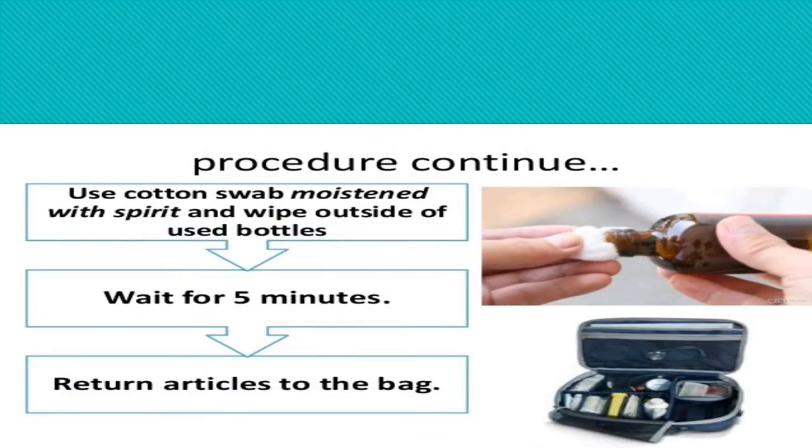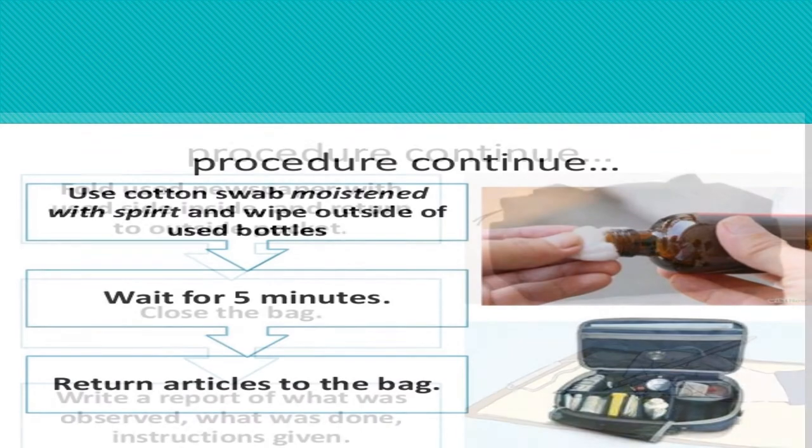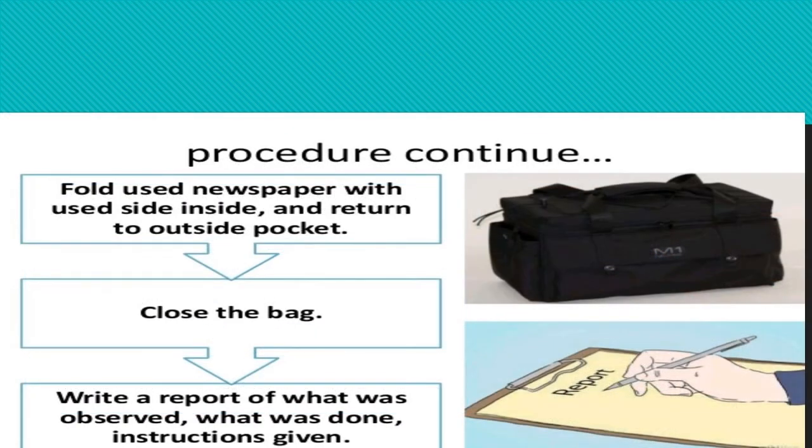Then after hand washing, you come back to your bag. Then you have to use a cotton swab and spirit. Then you have to clean all the equipment which you have used during your procedure. Then wait for 5 minutes, then return the articles to the bag. Then fold the newspaper with the used side inside and return it to the outer pocket.